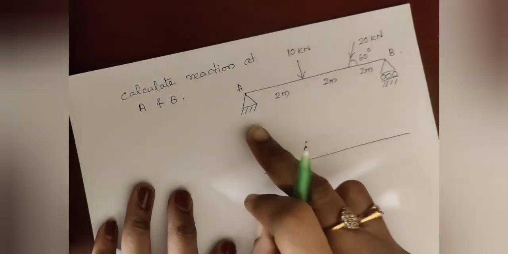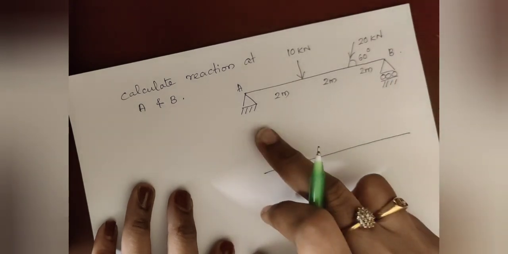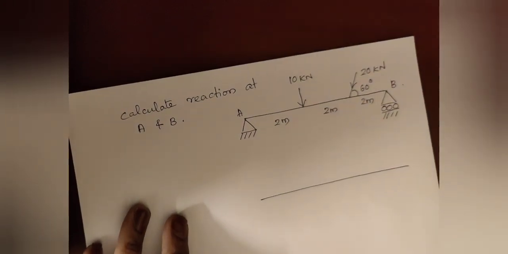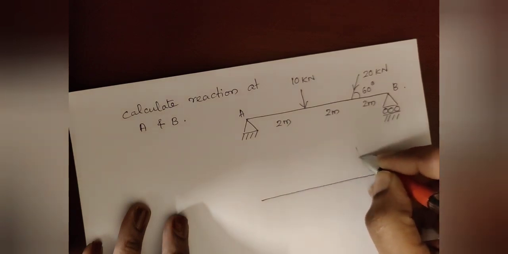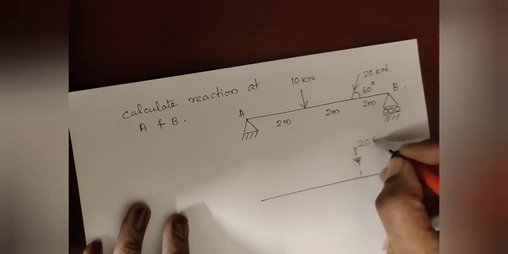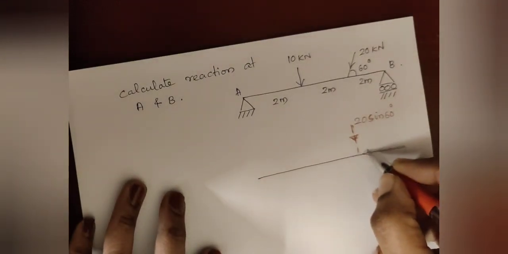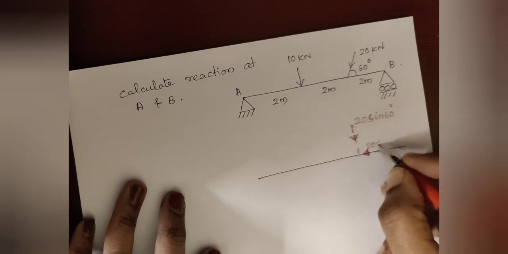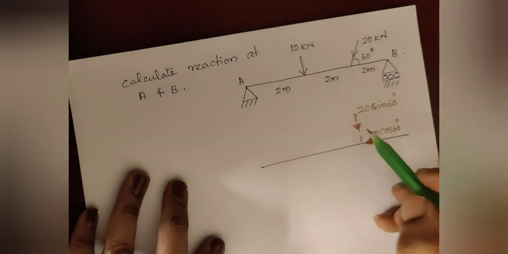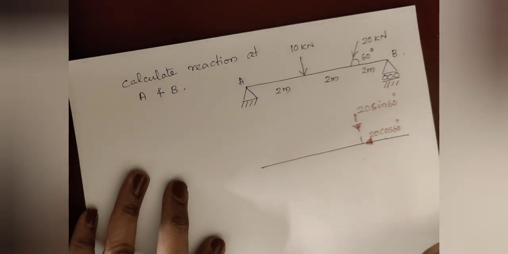At the hinge support you have a vertical and a horizontal reaction. Before marking them, you have to refer to the external load, which is inclined at an angle of 60 degree. The component of 20 kilonewton in the vertical direction is 20 sin 60 degree, and the horizontal component is 20 cos 60 degree. So this force has one component in the vertical direction and the other in the horizontal direction.